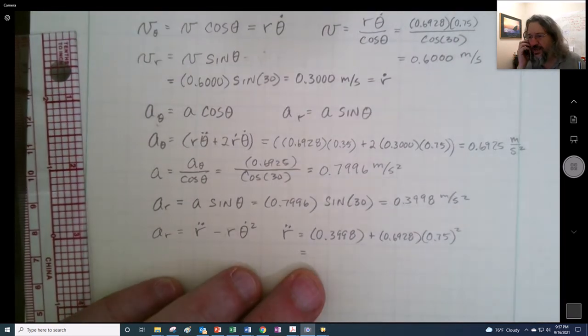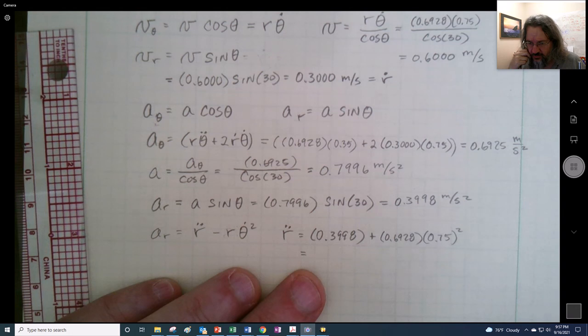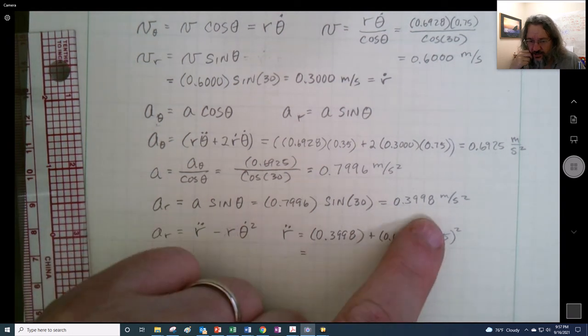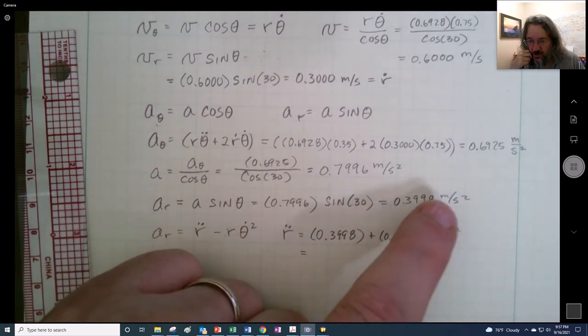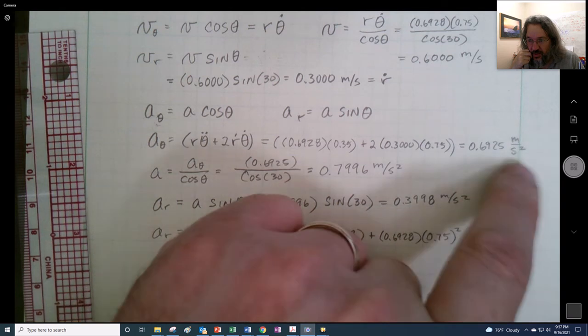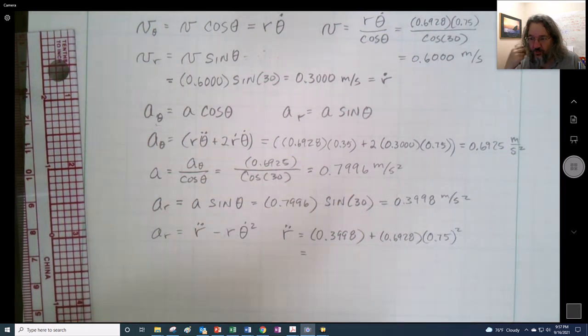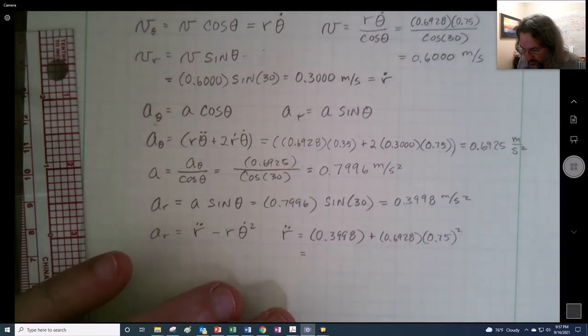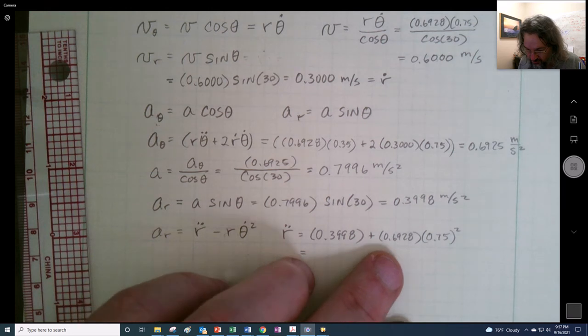And I don't even know if we actually need this unless it was asked for, but I don't think it was. I think once we actually got that A_r, we were okay. And once we have this A theta, that's all we actually needed. So I think I'm doing this just to demonstrate.